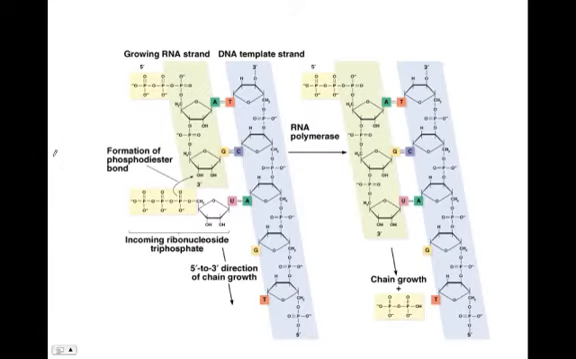So if we look at the process of transcription, it uses a DNA strand as a template, and remember this is the antisense strand, and grows an RNA strand in the 5' to 3' direction using phosphodiester linkages similar to DNA replication.